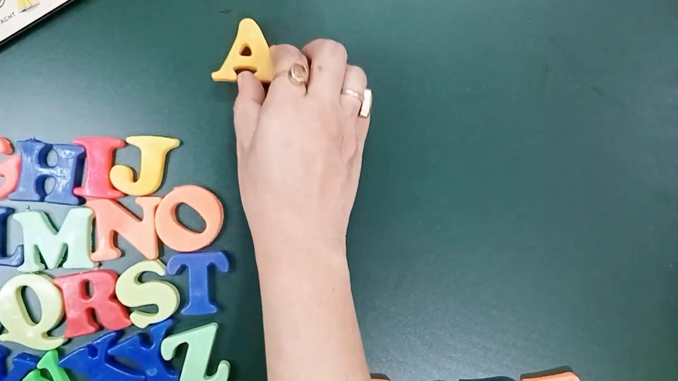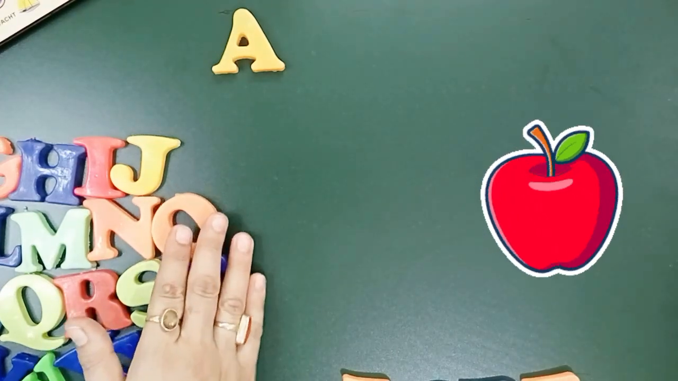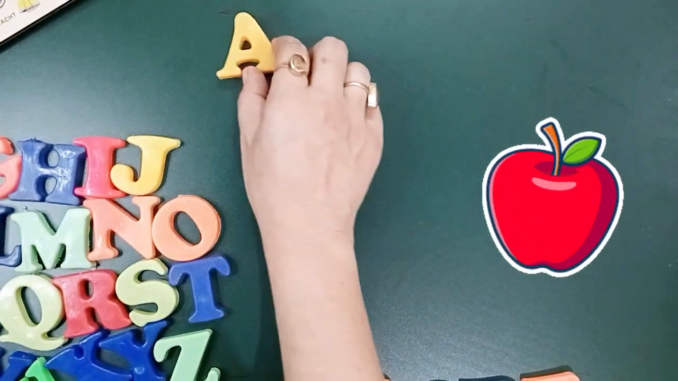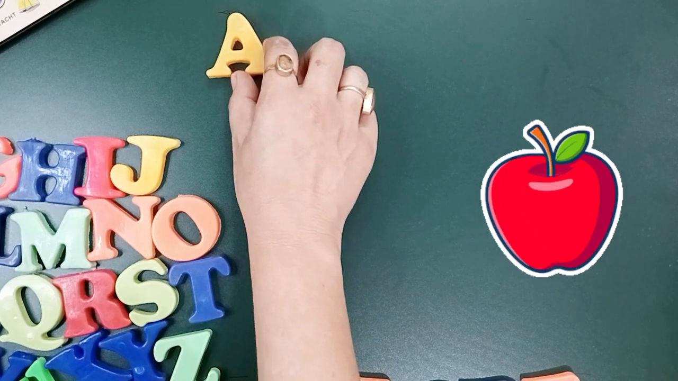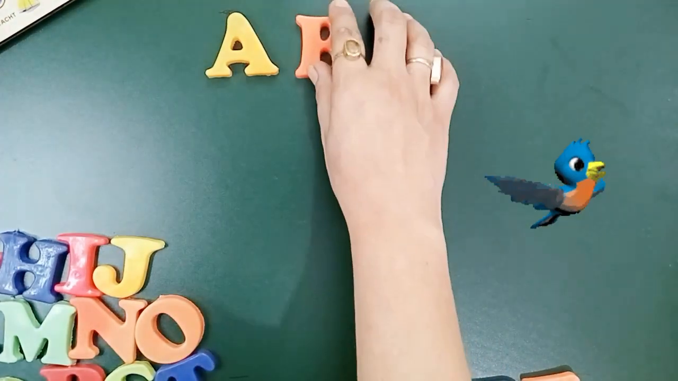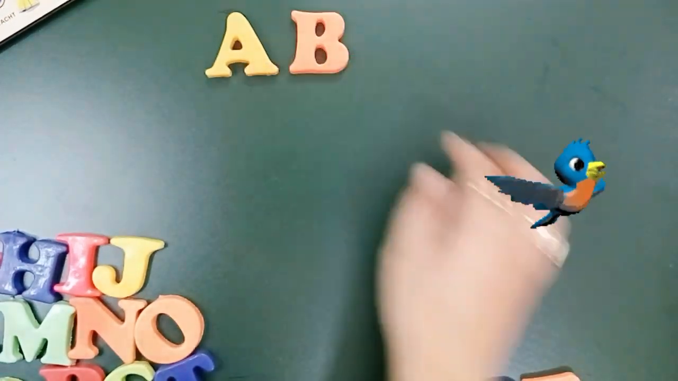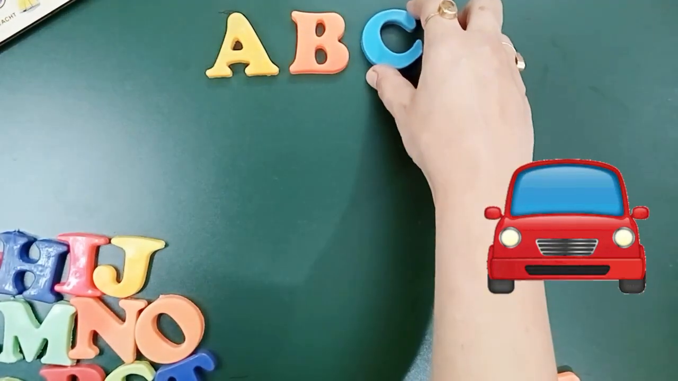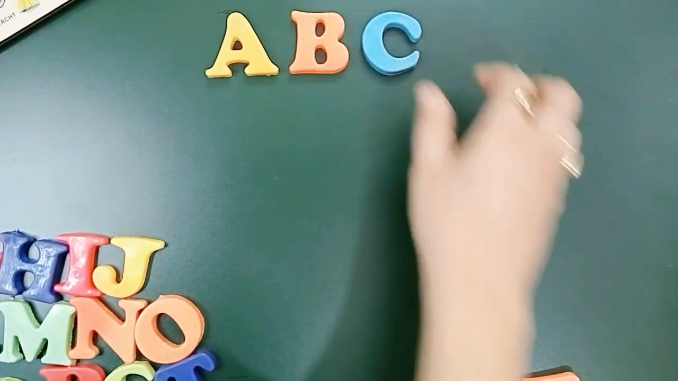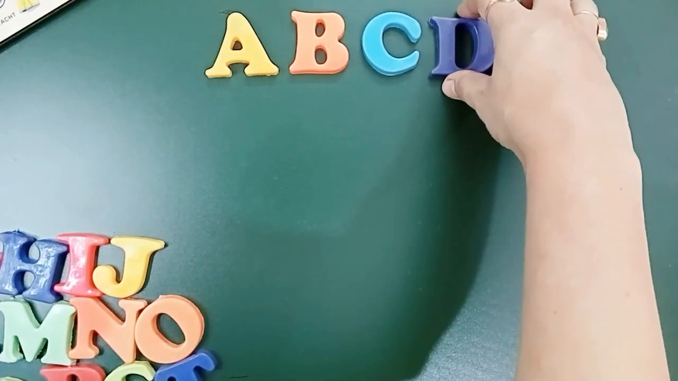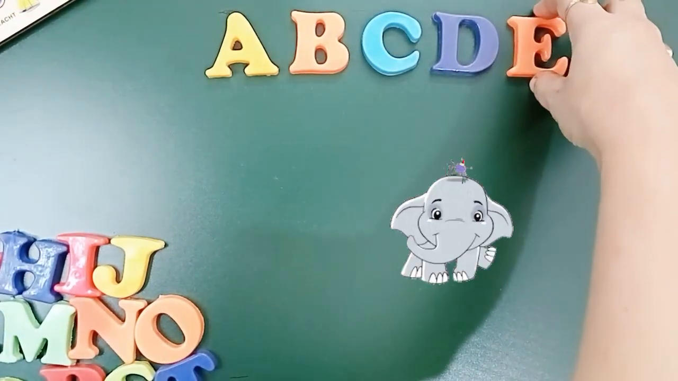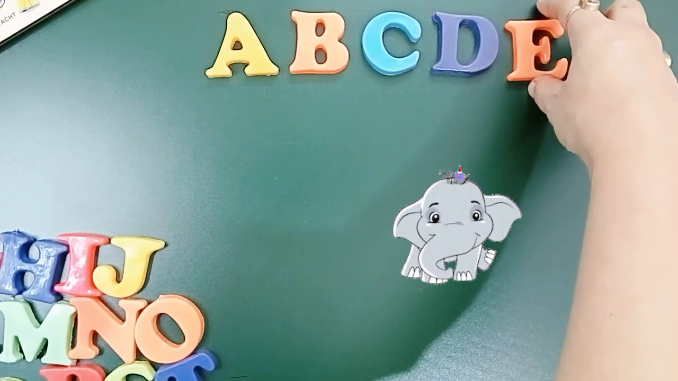This is A. A for apple. B for bird. C for car. D for dog. E for elephant.